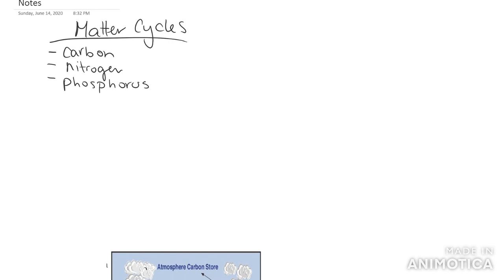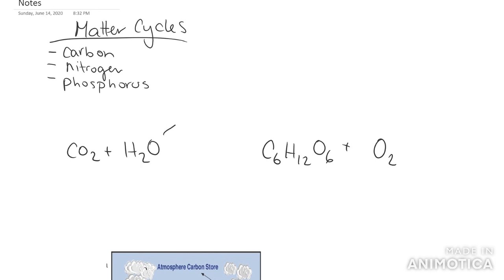Photosynthesis is when plants take carbon dioxide and water and you get glucose or sugar and oxygen. So when we take our carbon dioxide and water and turn it into sugar, that is photosynthesis.